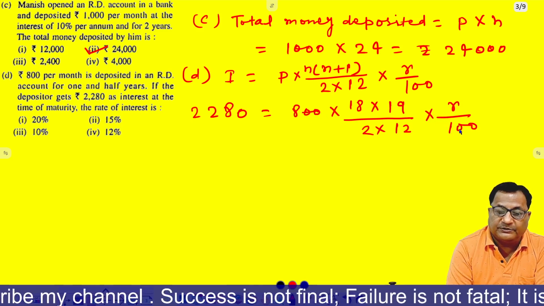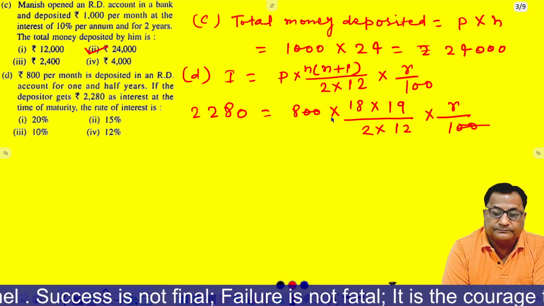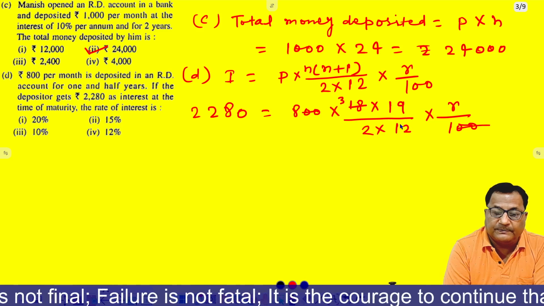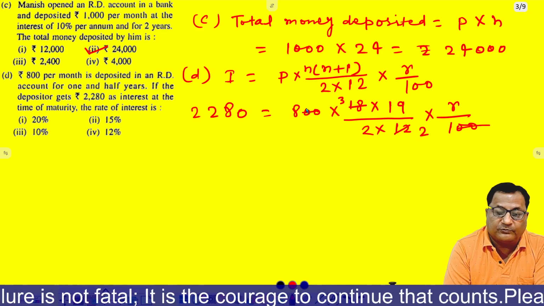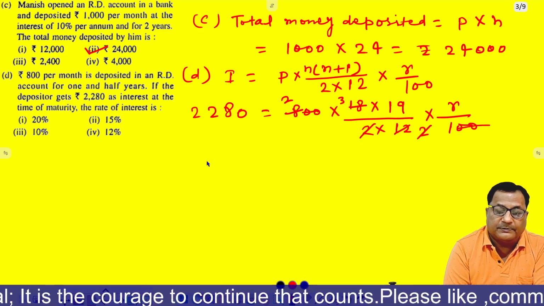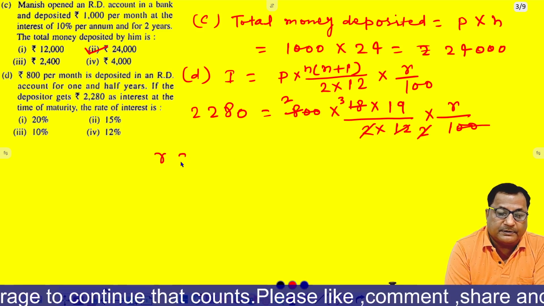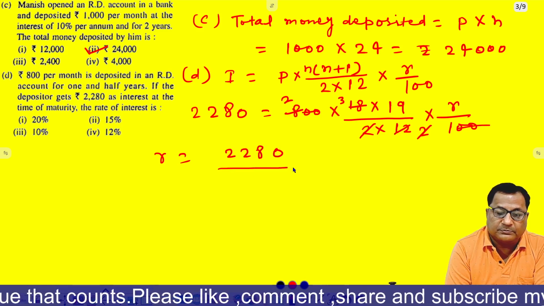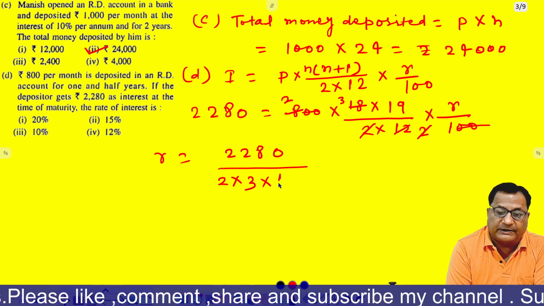So this 0 will be cut. If you divide by 6, 6 3s are 18, 6 2s are 12, 2 2s are 4, 4 2s are 8. This 2 will be cut. Now R is equal to 2280 divided by 2 into 3 into 19.